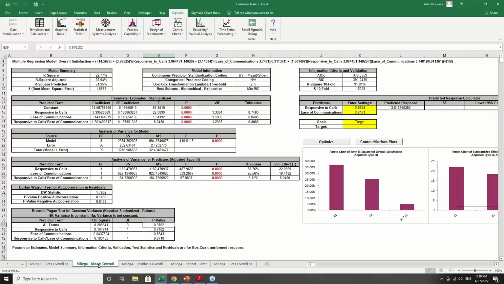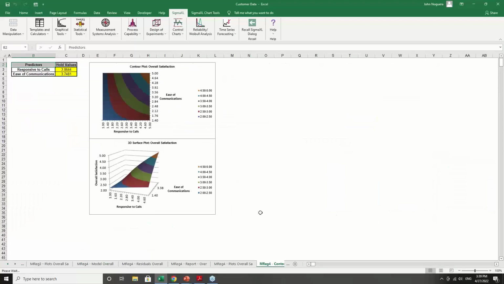And if we go to the model, we can do contour surface plots. So this gives us a nice visual showing how satisfaction increases with responsiveness to calls and ease of communication. So you need to work on both those areas to improve your customer satisfaction. So the surface plot and the contour plots give you a nice visual interpretation for two predictors.